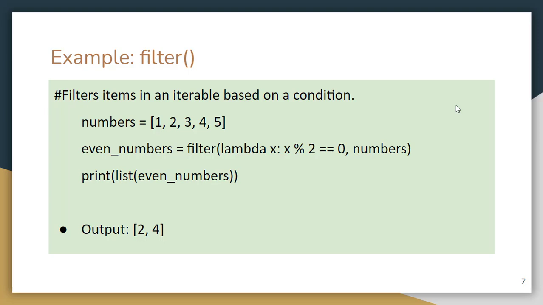Next, we print the list even_numbers using the list function, and whenever we write this code in any Python compiler, maybe an IDE like IDLE, Jupyter or VS Code, we get the output 2, 4. You can also use any online compiler.